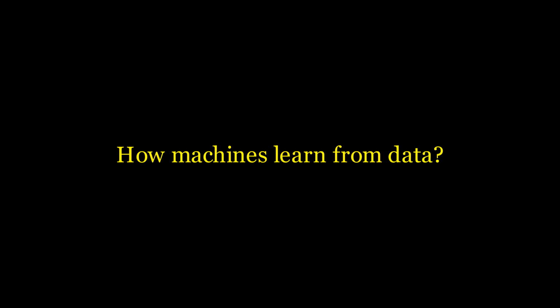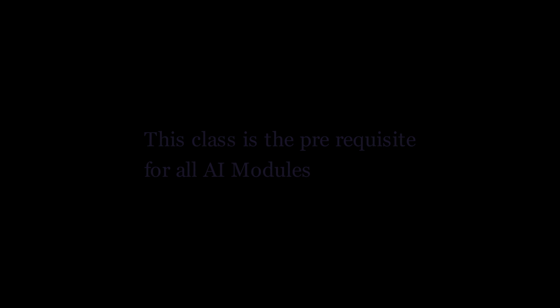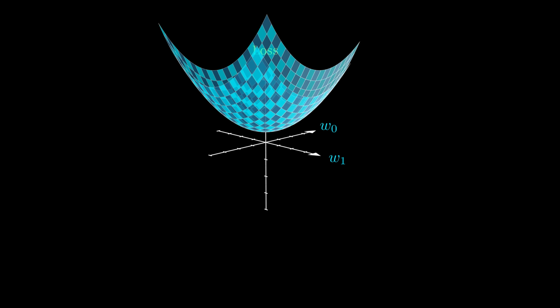Today we conclude our exploration of how machines learn from data. This in-depth session bridges the gap between our mathematical foundations and the application of linear regression. Given that this lesson forms the prerequisite for all future AI modules, your focused participation is vital to mastering these core concepts. For a better understanding of how this works, let's examine gradient descent in a 3D space.